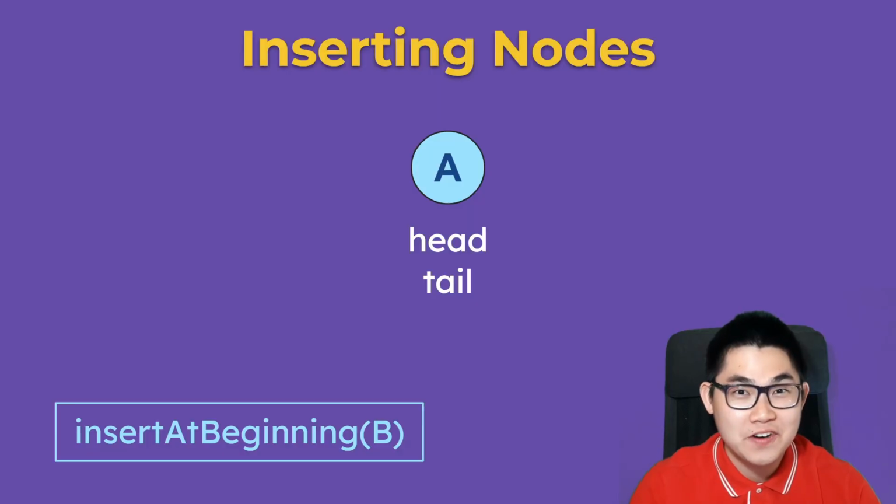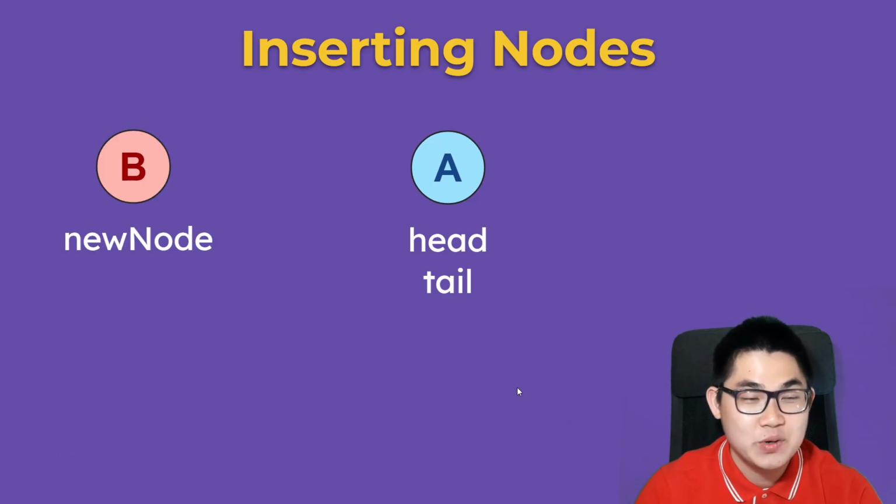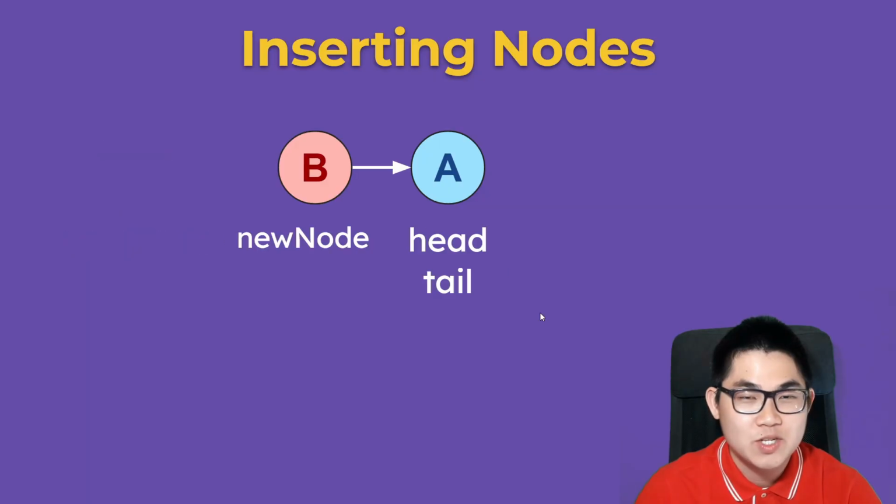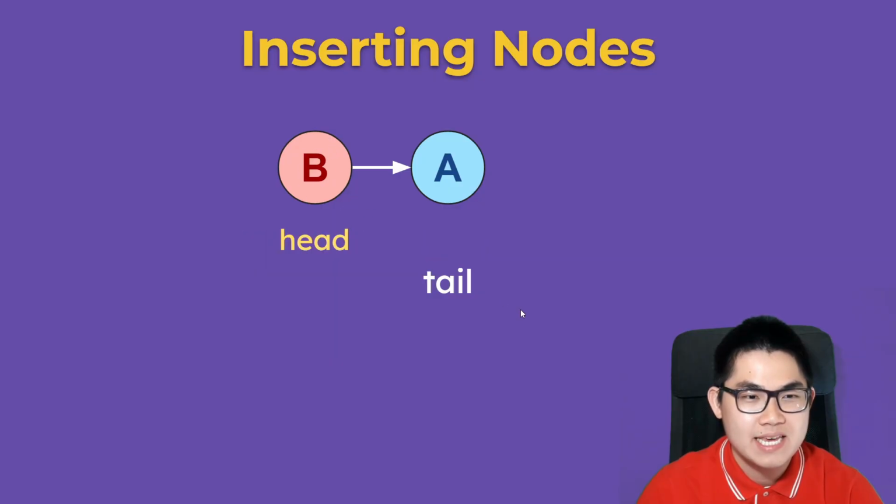Let's go through the first case, which is inserting nodes at the beginning of the linked list. So here is our current linked list, and we're going to call insert at beginning with the value B. The first step is to create the new node. The second step is to connect the new node to the head node. And we need to update our pointers here because B is now the new head. So we make B the head, and that's basically it.